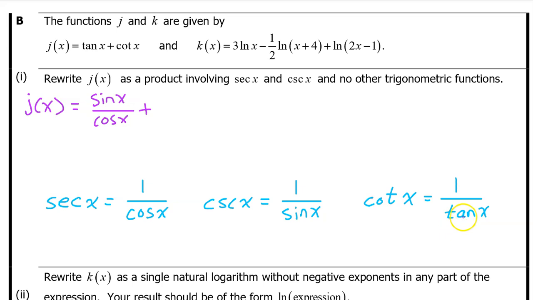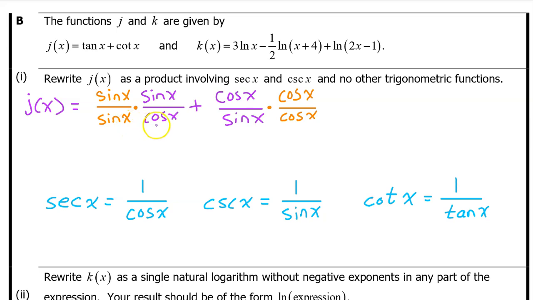Cotangent is the reciprocal of tangent. So if tangent is sine x over cosine x, then cotangent x will be cosine x over sine x. Let's get like denominators and add these fractions together. We can make like denominators by multiplying the first fraction by sine x over sine x.